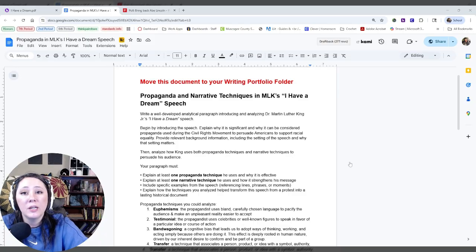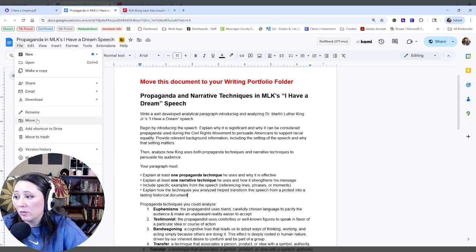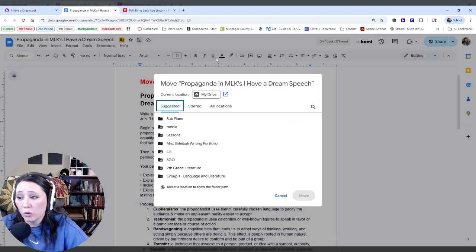First thing you need to do is go to the assignment, click the link, make a copy of the Google Doc. You should have a Google Doc that looks just like this one. Once you have that, then you're going to do what the red letters say. You're going to click File. You're going to move it. You're going to locate your writing portfolio and put it in there.